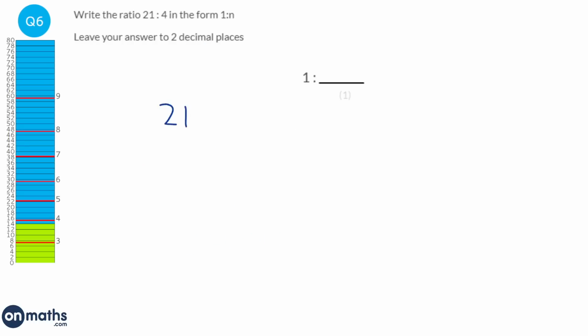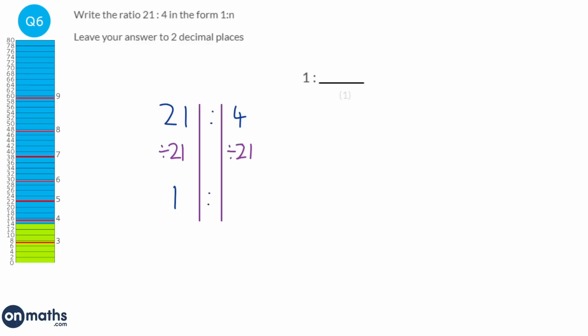So we're given 21 to 4 is the ratio. And we're just going to have our lines in, because what we need to do is make the left hand side be 1. Okay. And to do that, for 21 I need to divide it by itself, divide it by 21, and we're going to do the same to the right hand side.